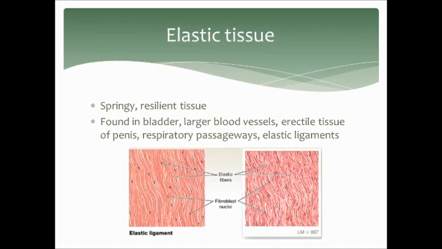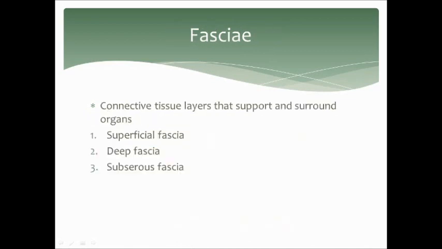We also have elastic tissue. It's springy and resilient. It's found in the bladder, the larger blood vessels, erectile tissue of the penis, respiratory passageways, and elastic ligaments. So as you can see, it kind of resembles our dense regular connective tissue, but there are more elastic fibers throughout.